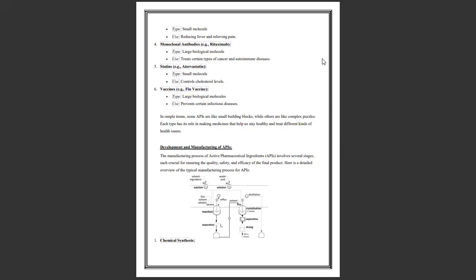Now, I'm going to tell you how APIs are developed and manufactured. The manufacturing process of active pharmaceutical ingredients involves several stages, each crucial for ensuring the quality, safety, and efficacy of the final product. Here is a detailed overview of the manufacturing process of API. Let's have a look at its flowchart.